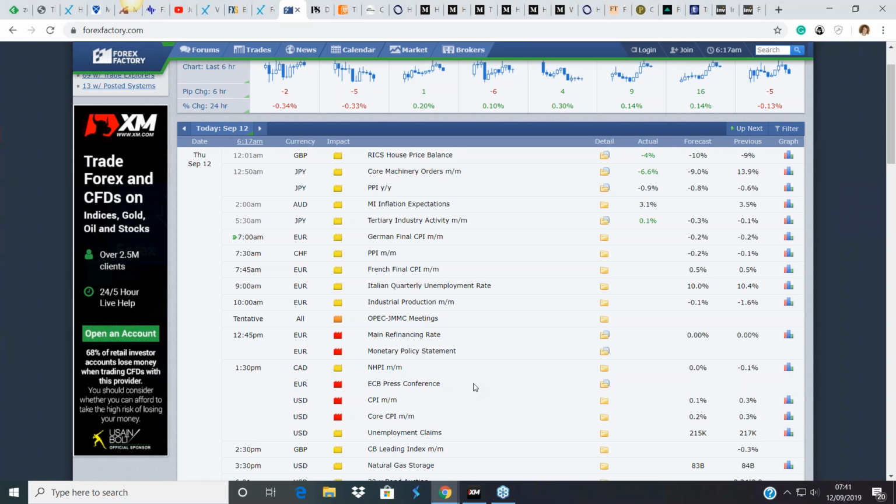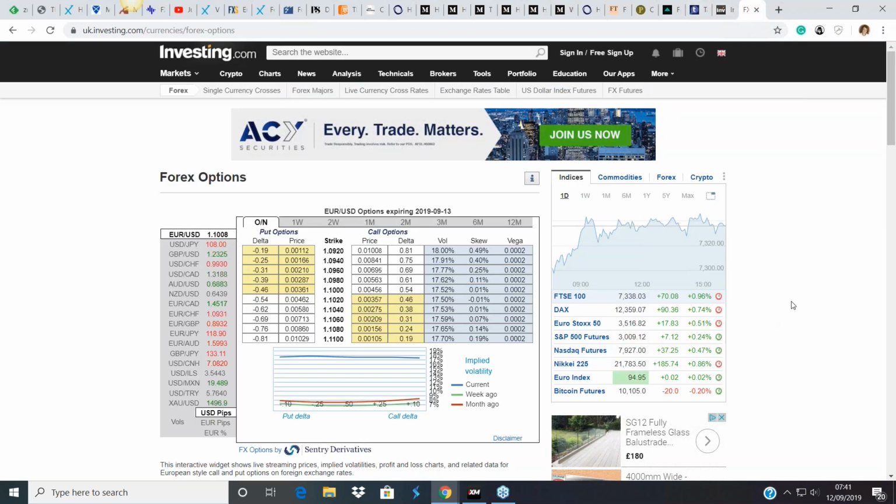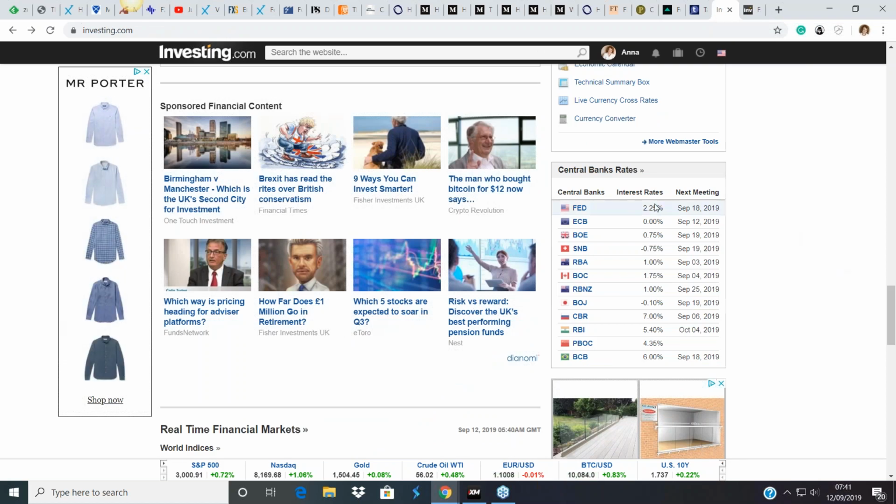But there's also another factor to take into account, and that is what is the reaction going to be in Washington? Because, as you know, Donald Trump has been having a go at the Fed. Let's have a look at the interest rates, and you can see why Donald is so upset. These are the current interest rates for all the major central banks, and we have the Fed still at 2.25. The ECB is at 0, and if it's going to go into negative, here in the UK we have 0.75.